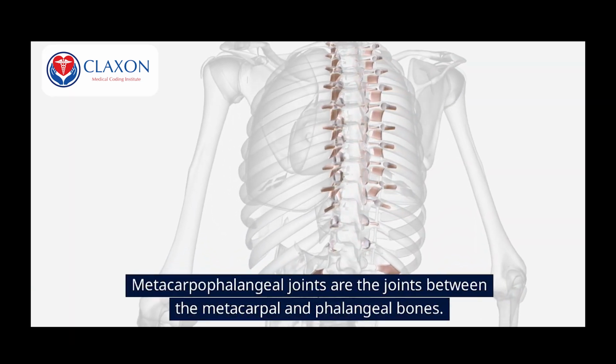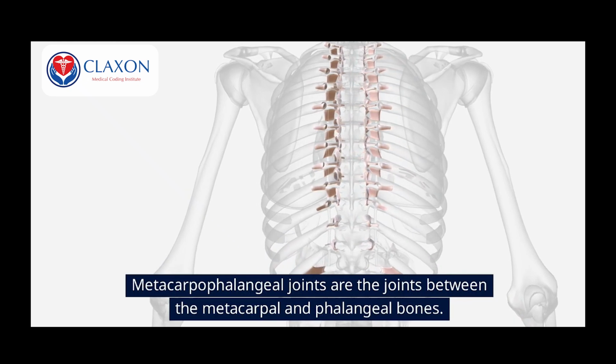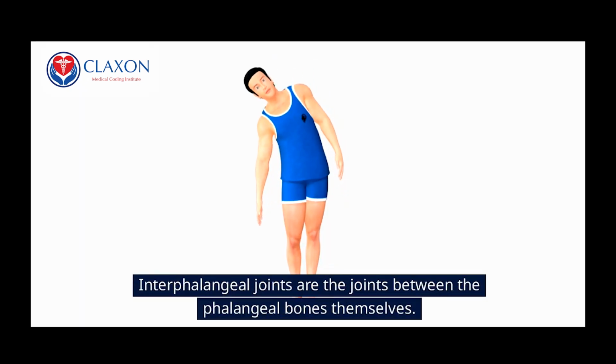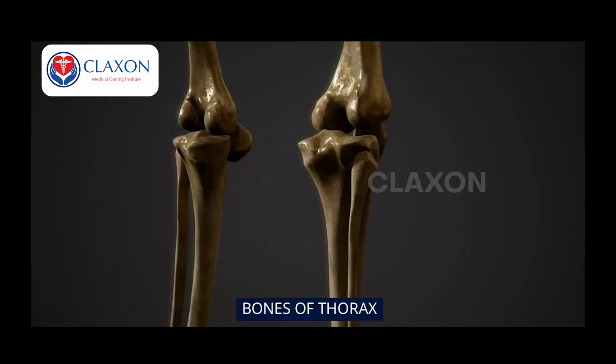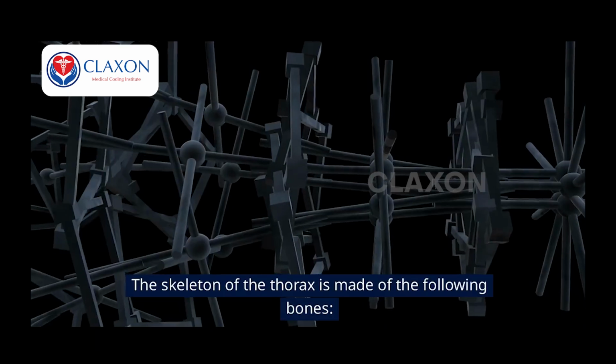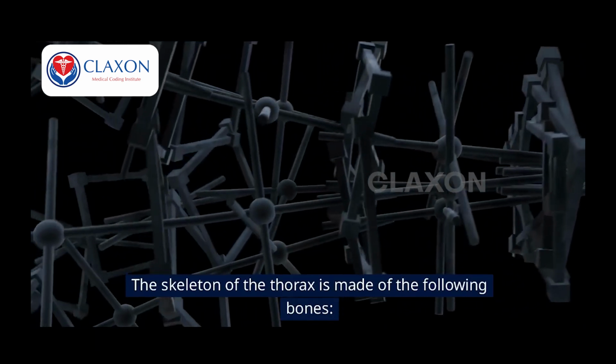Metacarpophalangeal joints are the joints between the metacarpal and phalangeal bones. Interphalangeal joints are the joints between the phalangeal bones themselves. Bones of thorax. The skeleton of the thorax is made of the following bones.